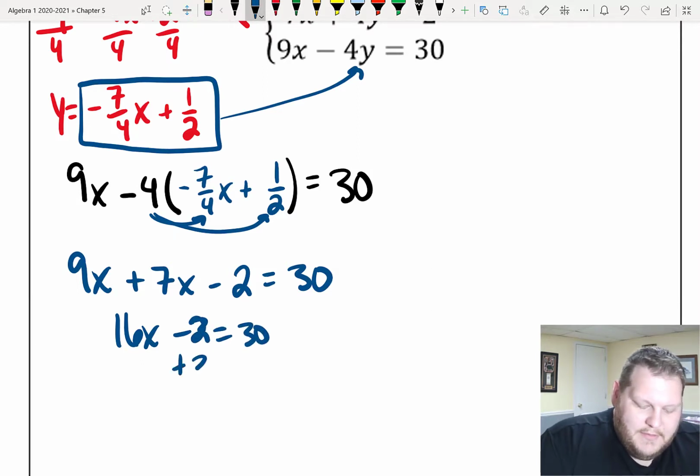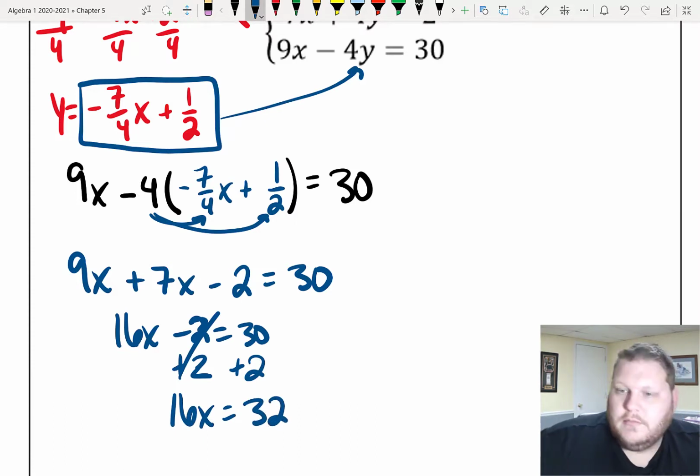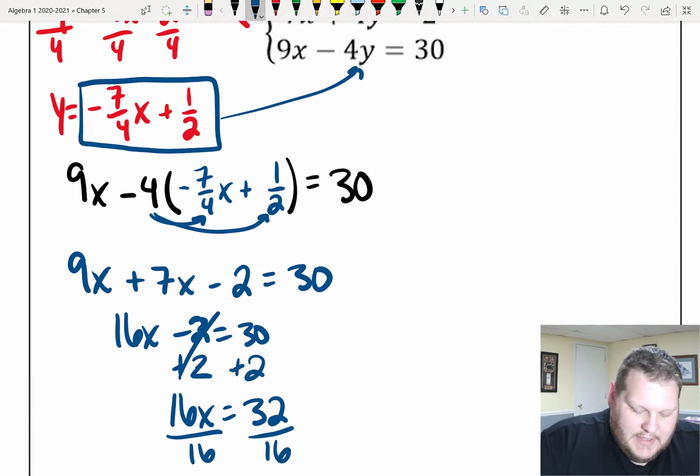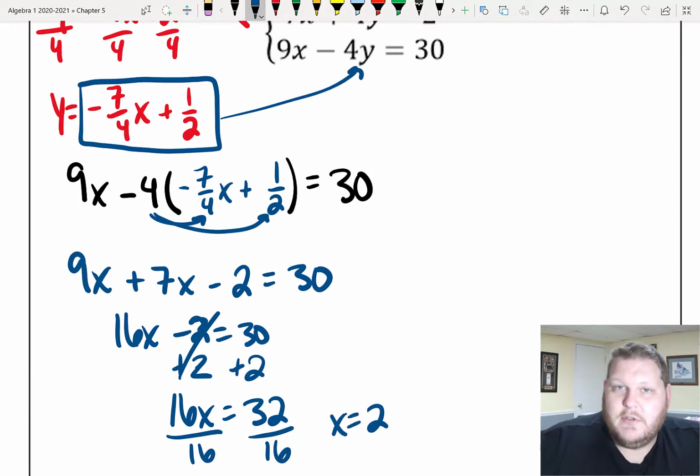I'm getting ahead of myself a little bit. I add 2 on both sides. I get 16x equals 32. So I divide by 16 on both sides to get x equals positive 2. So I've got my first solution, my first part, positive 2.